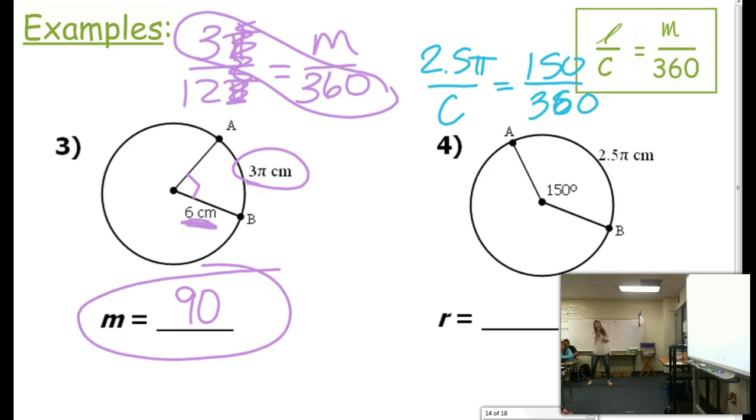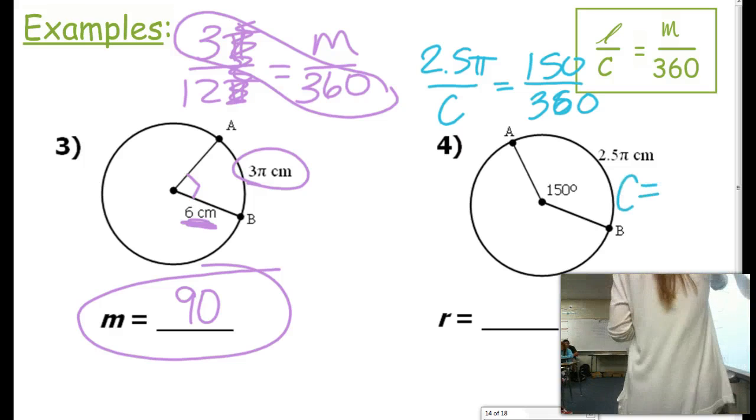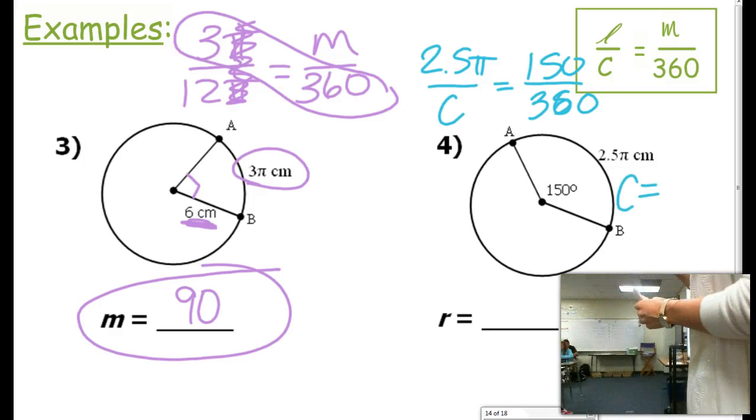Megan, 2.5 times 360 divided by 150. Again? That's all we do? We cross multiply every problem. Every problem. And it's not all we do, because we're not done yet. Nasia, what'd you get for the circumference? Like when you cross multiply this, what'd you get? 6 pi.